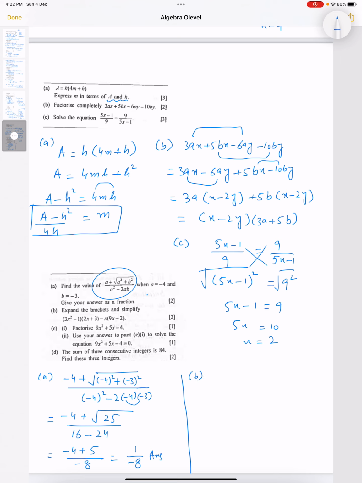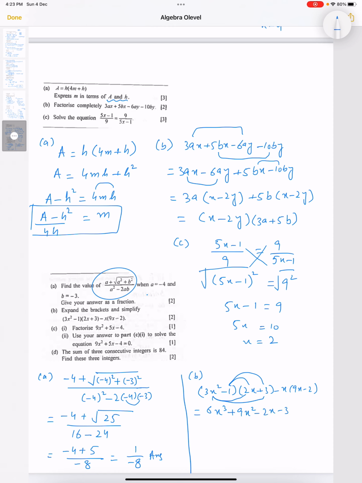B part, expand the brackets and simplify. It is 3x square minus 1 times 2x plus 3 minus x 9x minus 2. So we have here first 3x square will be multiplied with this as well as this, becomes 6x cube plus 9x square, then minus 1 will be multiplied here and here as well, minus 2x minus 3.